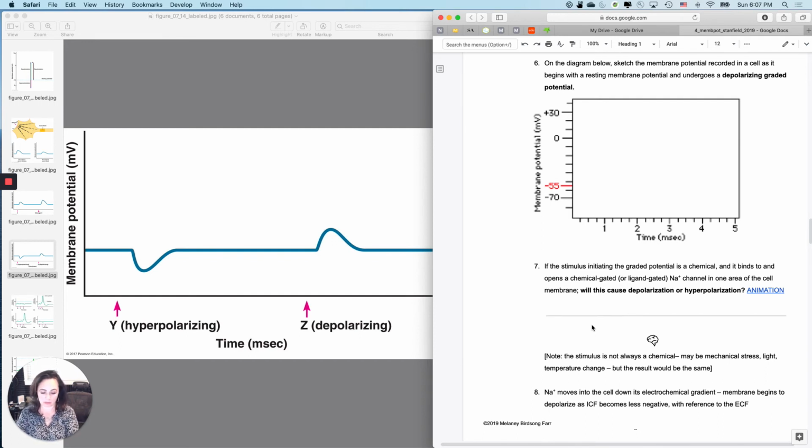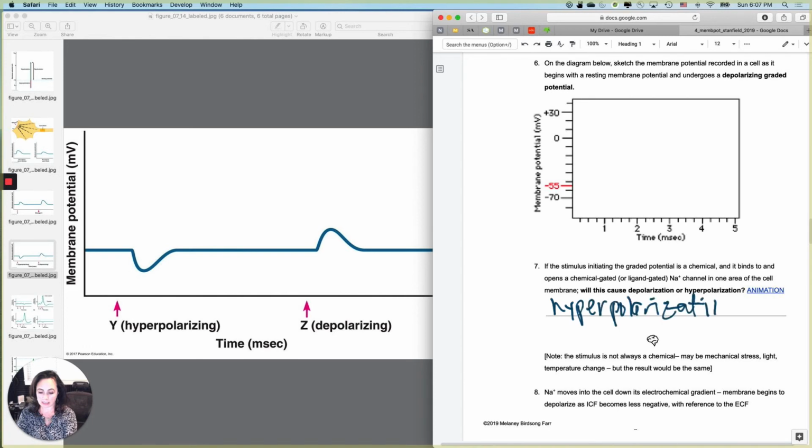So this is important. What do you guys think? If the stimulus initiating the graded potential, whatever opened the gated channel, binds to and opens a ligand-gated sodium channel, will it cause depolarization or hyperpolarization? It will cause, because it's sodium, right? It will cause hyperpolarization. Right? Okay. The stimulus doesn't have to be a chemical, but chemical gated channels are easier for us to picture.